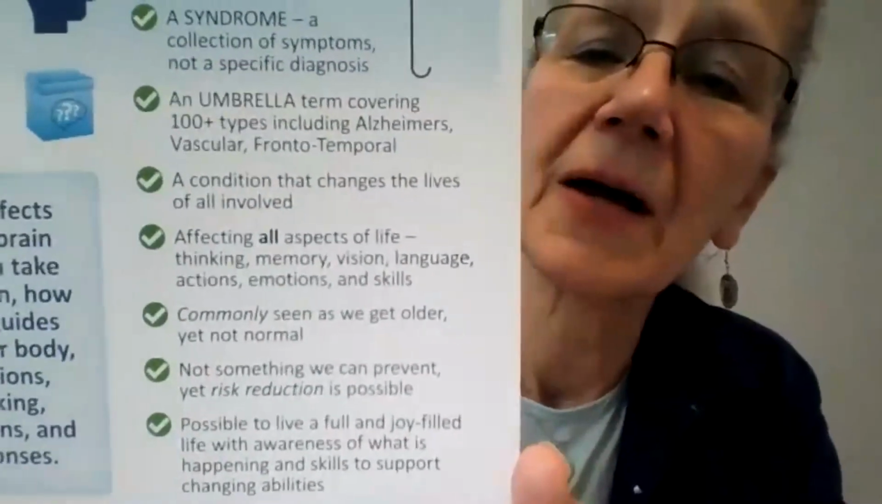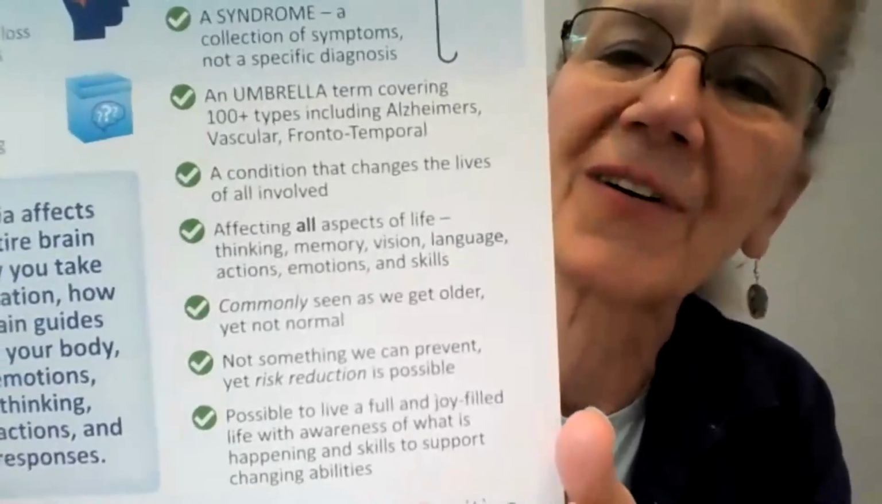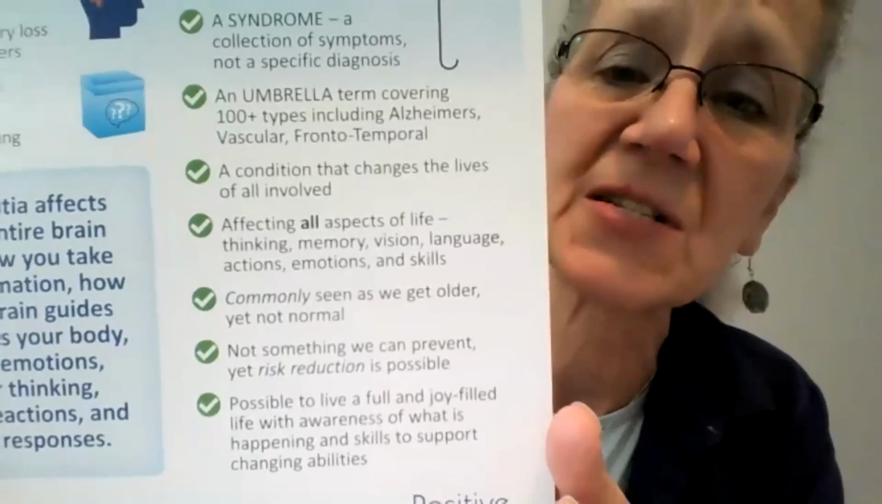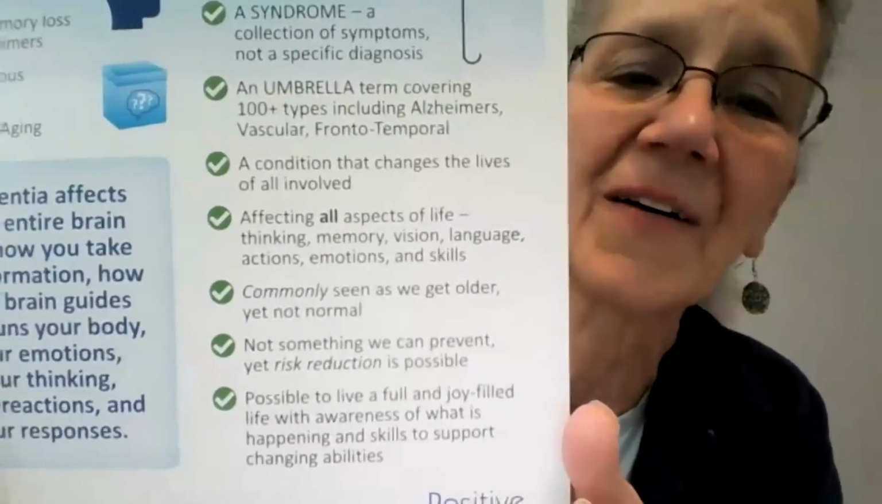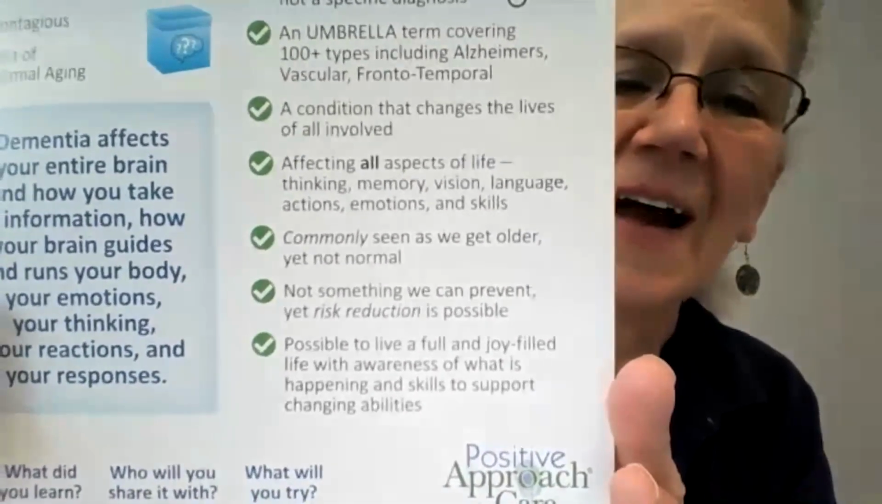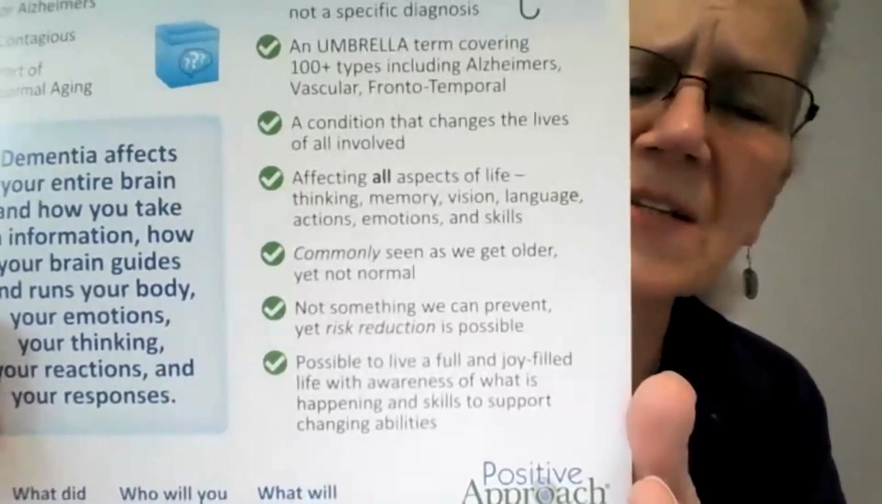I'm going to point out the one where we have something in bold and we have something in italics. So I'm going to hold it up here. And Rachel, tell me something you see in bold print. Right off, I see the word all. All. Okay, give us the rest of the sentence around that, if you would. Affecting all aspects of life: thinking, memory, vision, language, actions, emotions, and skills. Cool. What do you see that's in italics?